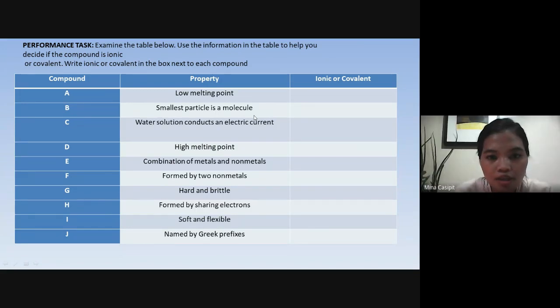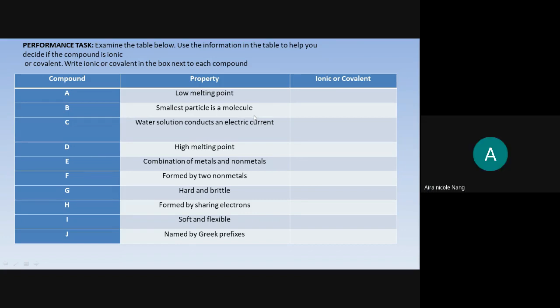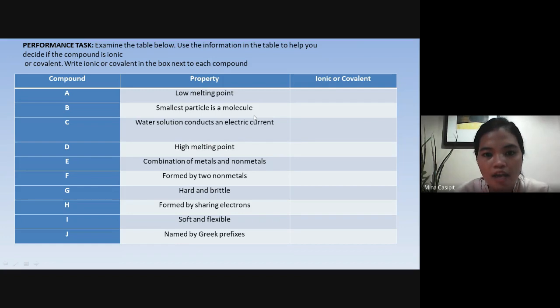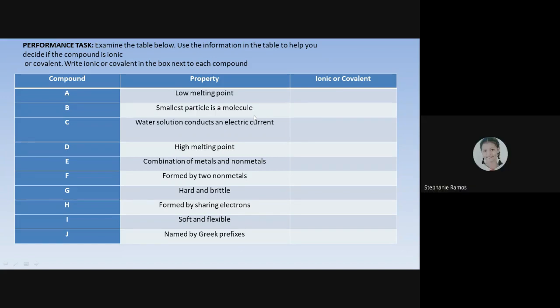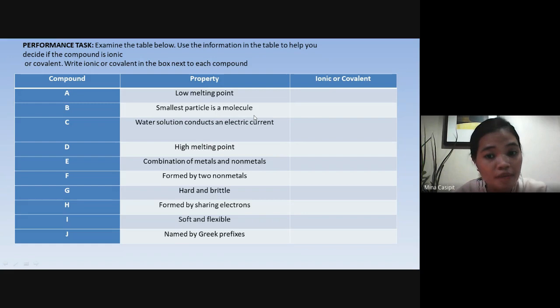Water solution conducts an electric current, then it is correct. Ionic compound. Next, compound D. Ira. Ionic po. High melting point, ionic compound. Correct. Compound E. Stephanie. Ionic po. Combination of metals and nonmetals.